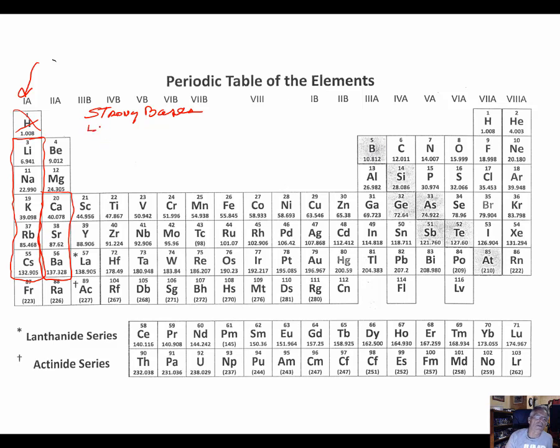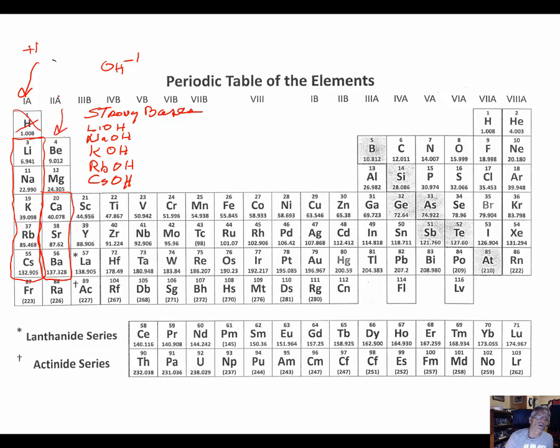So that's going to be lithium hydroxide, sodium hydroxide, and we're just going right down the list, potassium hydroxide, rubidium hydroxide, and cesium hydroxide. Now, notice that hydroxide has a minus one charge. All of the alkali metals have a plus one charge in ionic compounds, so it's a one for one.